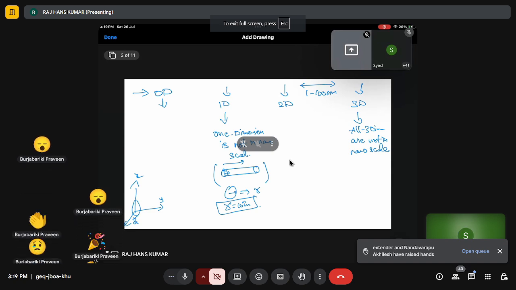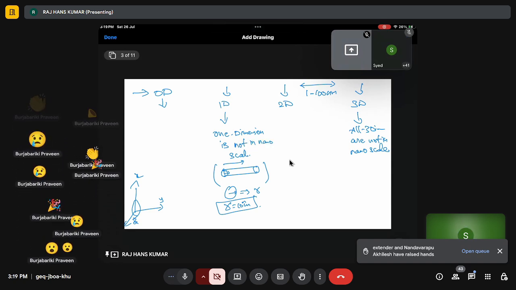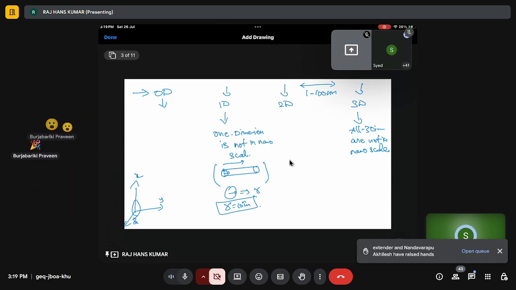Yeah, so two dimensions are in the nano regime, and one dimension is not in the nano range. For example, if my length is more than 1 micron, as in CNTs, CNTs have very long length. It can even reach a few centimeters. So the length is not in the nano regime, and then you call this a one-dimensional nanomaterial.